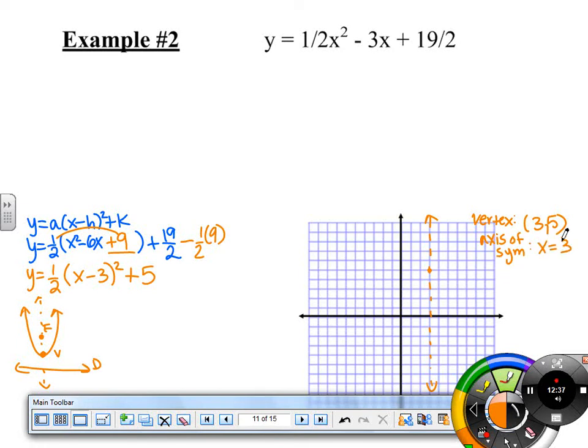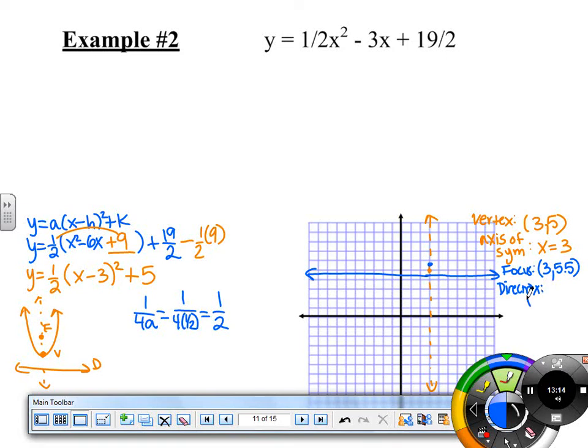Then for my focus and my directrix, I'm going to look at those calculations. So 1 over 4a is going to give me the distance I'm looking for. So 1 over 4 times 1/2. 4 times 1/2 is 2. So again, half a unit because this equation has the same coefficient as the last one that we looked at. So half a unit above the vertex is going to be the focus, and half a unit below the vertex is going to be the directrix. So this means my focus is at the point 3, 5 1/2, and my directrix is the line at y equals 4 1/2.